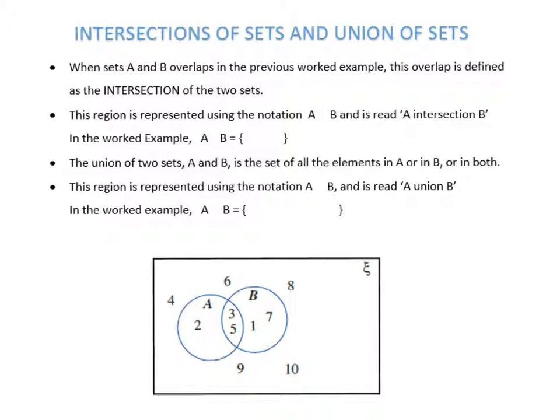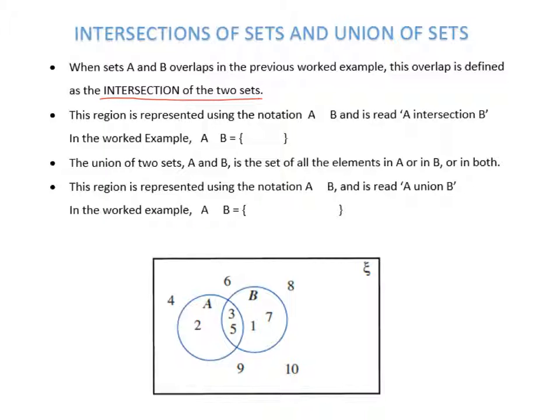When looking at intersection of sets and union of sets, we will look at the previously worked example from screencast number 2. We can see from here that when a set A and B overlaps from the previous example, this is defined as the intersection of two sets.